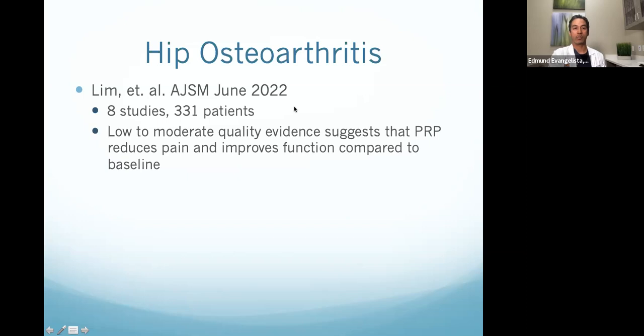They concluded that there was low to moderate quality evidence suggesting that PRP reduces pain and improves function compared to baseline. Now, why would they say low to moderate quality evidence? I believe a lot of these studies were not randomized controlled trials, so they didn't have a treatment arm to compare to. They were prospective studies where they took a bunch of patients, did the PRP injections, and tracked their outcomes over time. So that quality of evidence is not as strong as a randomized controlled trial.